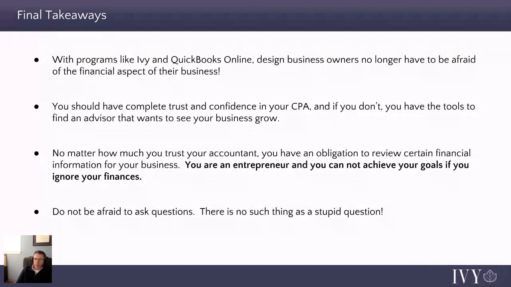Also, you should have complete trust and confidence in your CPA. And if you don't, if it's something that in your gut right now, you're like, you know what, I don't, you do have the tools to find the advisor that wants to see your business grow. There are good accountants out there that will help you succeed. So if you have someone that in your gut you don't feel is the right one, there is someone out there.